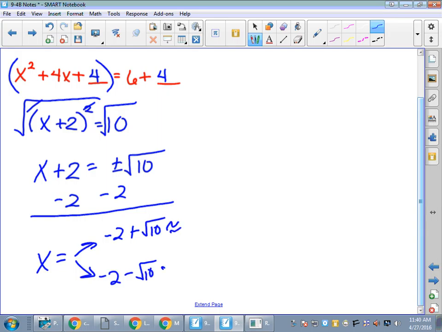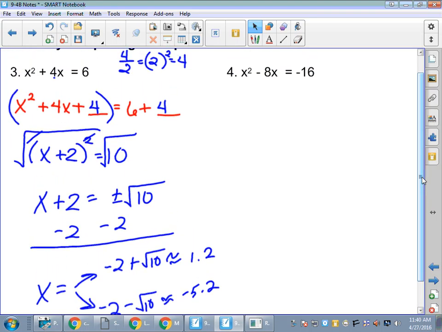And those are going to be approximate, decimal approximate. So I used that squiggly equal sign. Negative 2 plus the square root of 10 is 1.2-ish. And negative 2 minus the square root of 10 is negative 5.2. Okay, one last time, and then you guys can try it on your own.